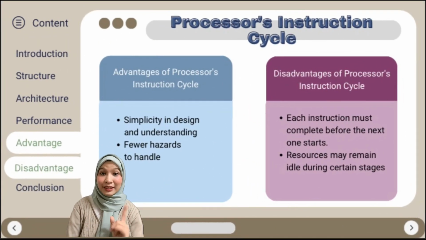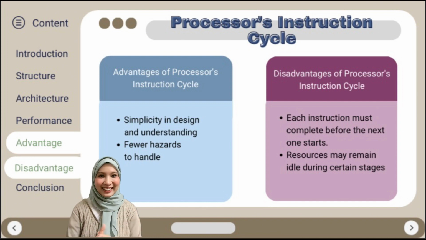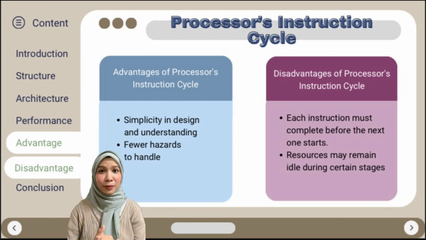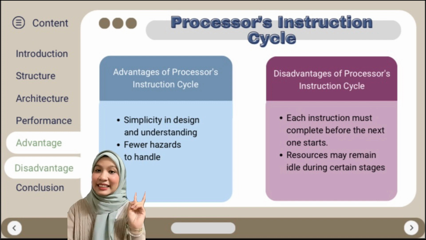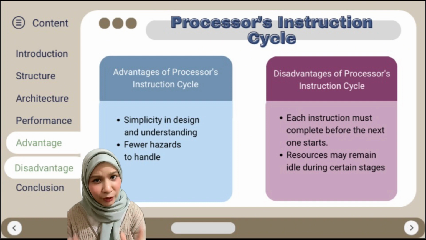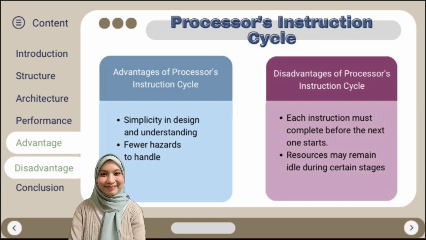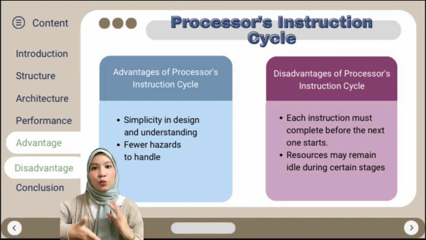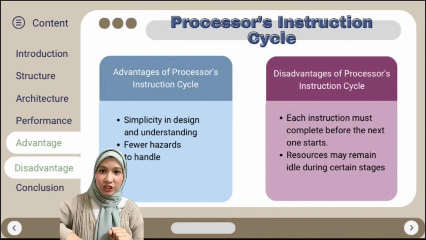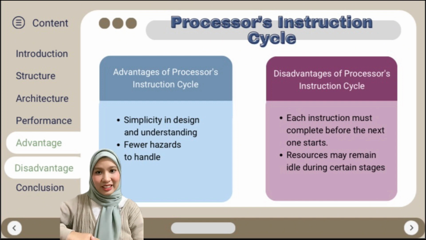So hi, I'm Sakina. I will present to you the advantages and disadvantages of processor instruction cycle and pipelining. So first is the advantage of processor instruction cycle. Simplicity in design and understanding, and second is fewer hazards to handle, because with sequential execution, hazards like data dependencies are simpler to manage. So the next one is the disadvantage of processor instruction cycle. First, each instruction must complete before the next one starts, especially for complex instruction sequences. Second, resources may remain idle during certain stages.